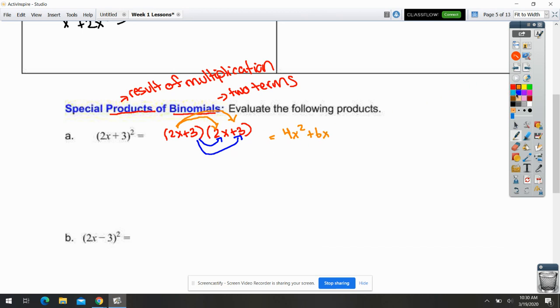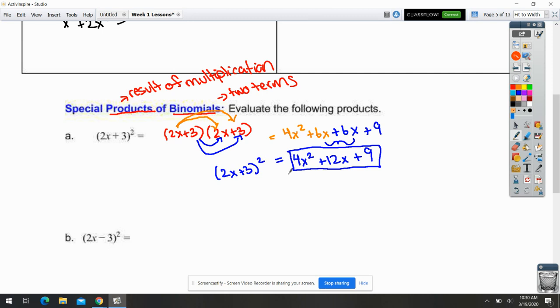Okay? Then in blue, we're multiplying out this 3. So 3 times 2x is 6x. And 3 times 3 is 9. Okay? So what does this break down to? Well, the 4x squared has no like terms, but we can combine the 6x plus 6x, which is 12x, plus 9. So that would be the answer.